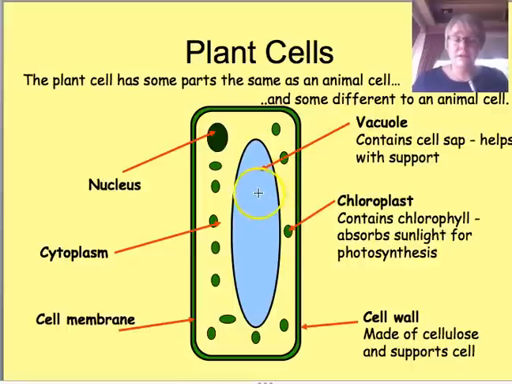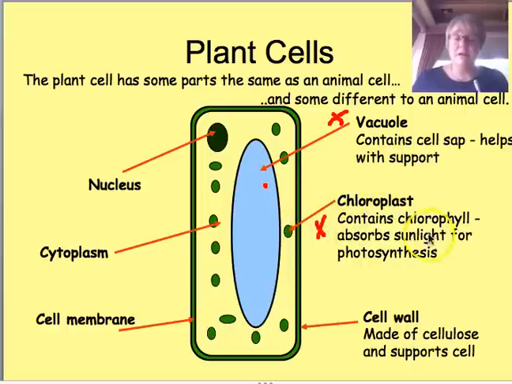So we've got this structure here, which is shaded in blue, and that's called the vacuole. It contains cell sap, it's got sugars and salts in it, and it helps to maintain the structure of the cell, or gives it some support, as it fills up with the sap. It helps to hold the cell in a shape that gives it some support.